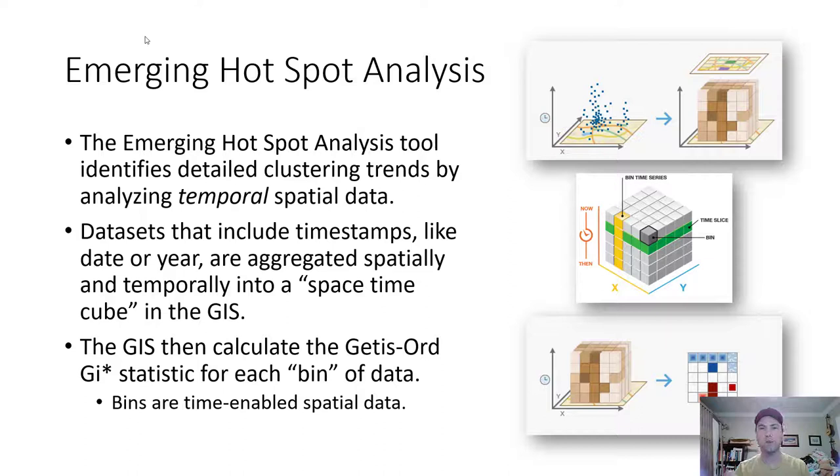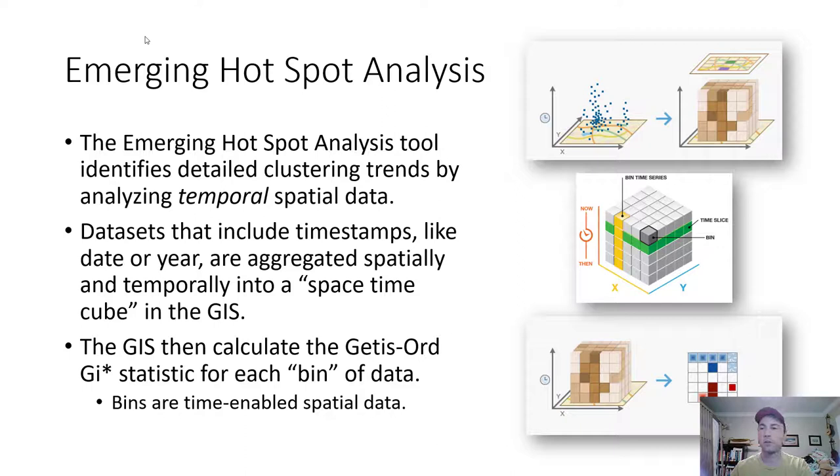With time, we see that household sizes have actually gotten smaller, right? Over time, the average woman has fewer children now than she did 50 years ago, for example. So you've got essentially three different factors to look at: location, value, and time. Data sets that include timestamps like date or year are aggregated spatially and temporally into what's called a space-time cube, which is a great name. It's a very interesting name, which certainly piques the interest of the initiated, right?